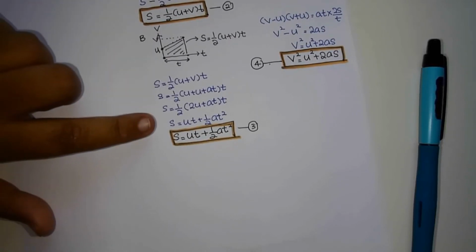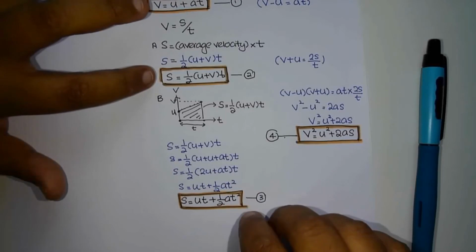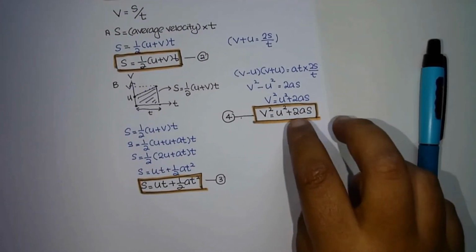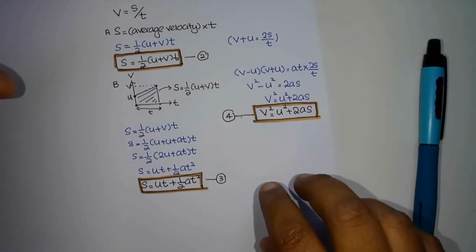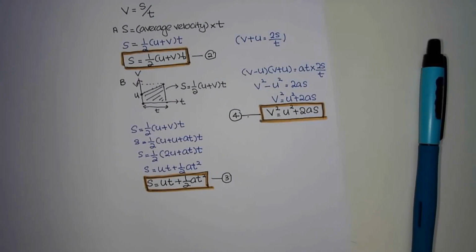Formula number 3 is actually a combination of number 1 and number 2. Same goes to formula number 4, which is also a combination of number 1 and number 2, and then you get your formula. So there are 4 formulas. Alright, let's analyse these formulas, class.